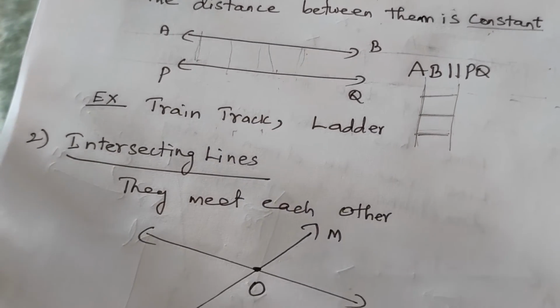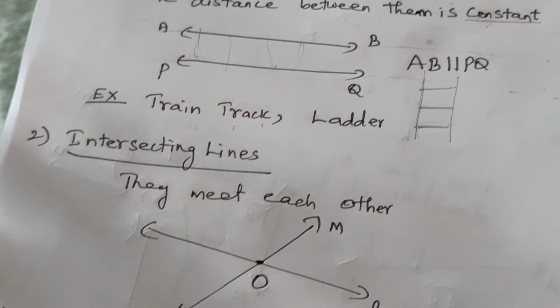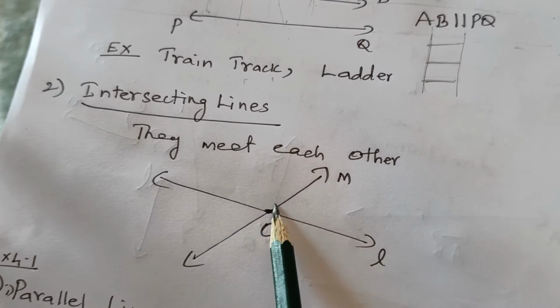Next type of lines we have is intersecting. If they are not parallel, then they will meet each other.